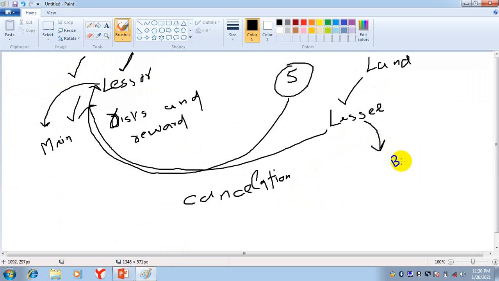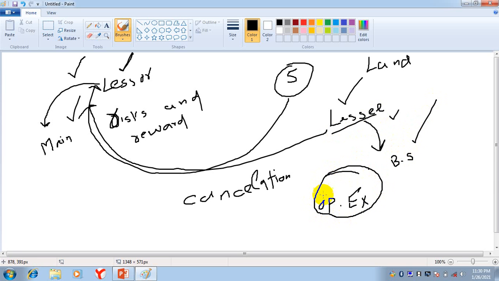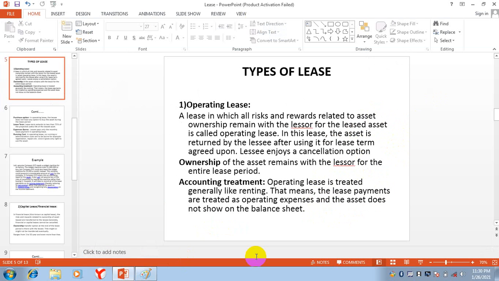Why? This asset is not his asset. He is just using it. And the rent that he is paying will be an operating expense for the lessee. So this is the accounting treatment: this asset will not be shown in the balance sheet of the lessee, and the rental payments that he is paying to the lessor will be treated as operating expenses.